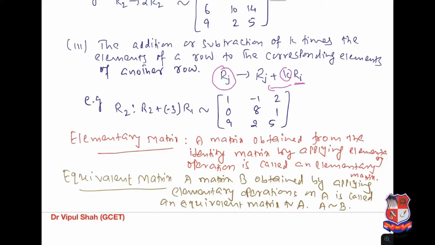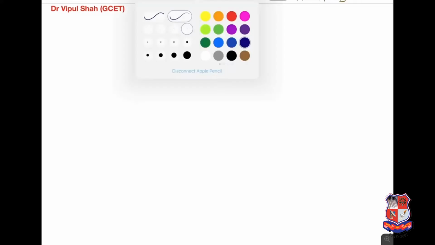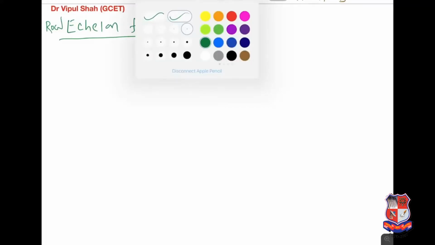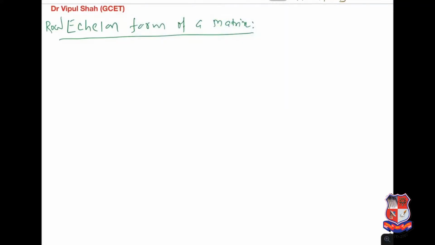Then the next is what is the concept of echelon form of a matrix. So we write here, that is echelon form of a matrix. It is also called a row echelon form. So row echelon form of a matrix. So let us see, when do we say that the matrix is in row echelon form?